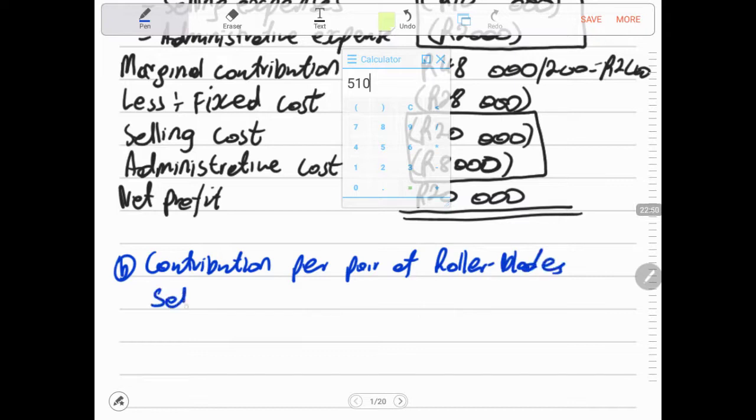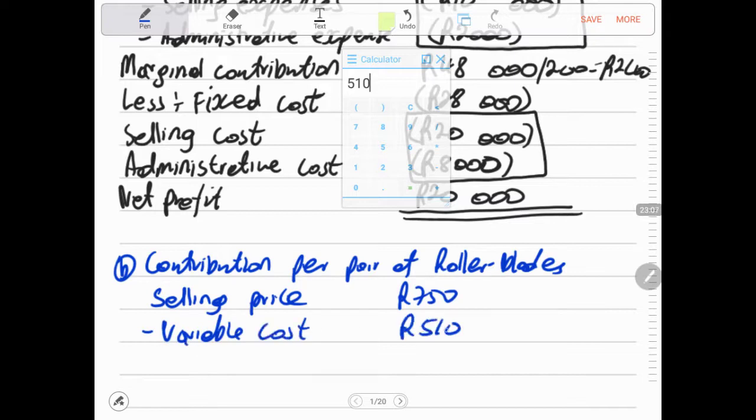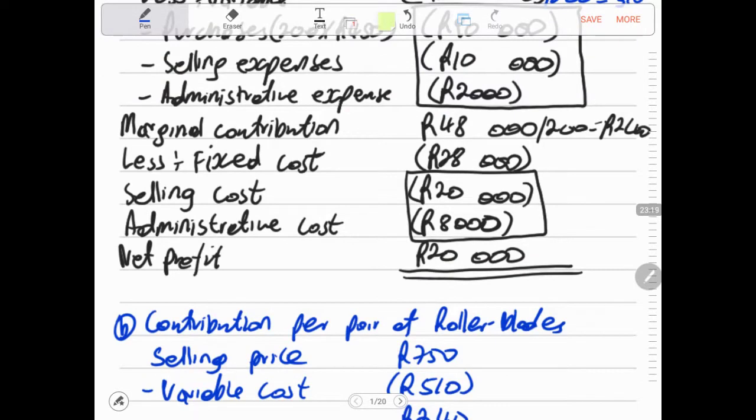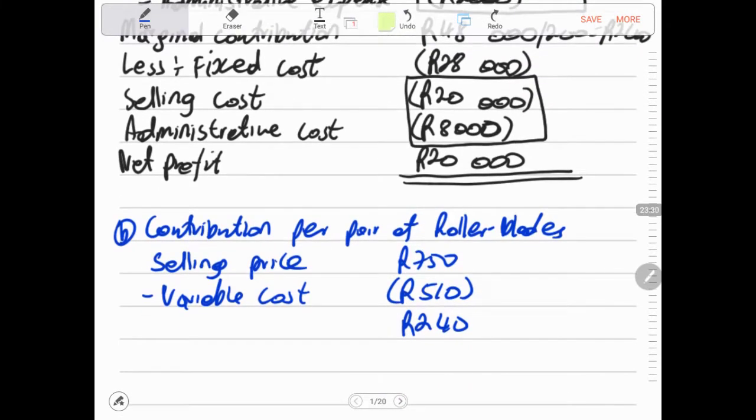And we know that it will be a selling price, and we know that the selling price is 750 less variable cost, and my variable cost per unit is 510. And if I say this minus 750, I get to the same 240. Hence I say that there's no necessity for you to be doing it my long way. Just take the total contribution, divide by total units. You get exactly to that 240 because we have already done the calculations. So now that will be 240.